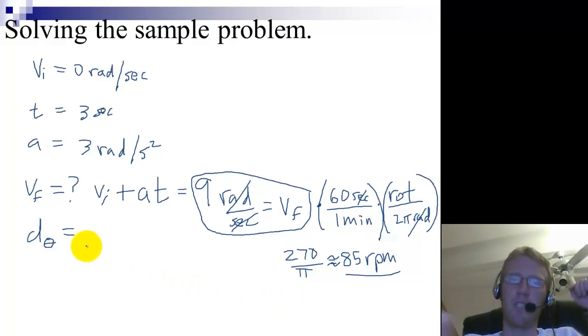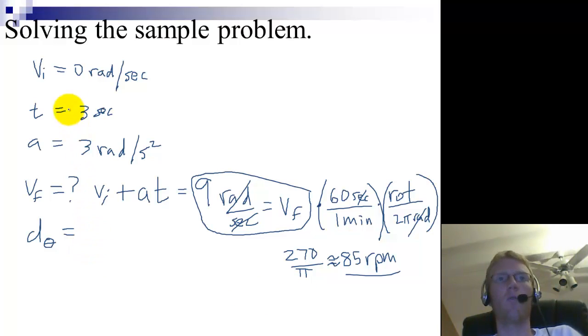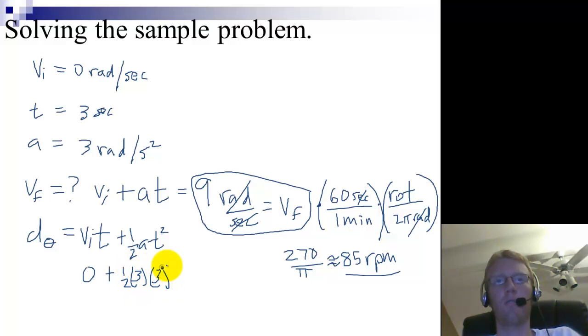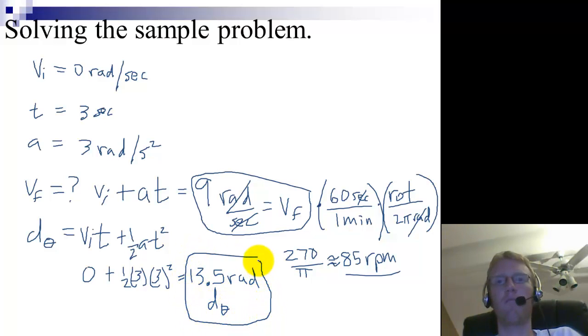Now we can say, how many times did that record rotate? What was the distance rotated, or how many degrees did it rotate? So what formula do you want to use? An easy one would be v_i t plus 1/2 a t squared. Again, v_i is 0, plus 1/2 times 3, and then time was also 3. So this is half of 3 times 9, which is 27, divided by 2, which is 13.5. And what units are we using? Well, our units plugged in are radians per second and seconds, so this is going to come out in radians. So the distance that we traveled is 13.5 radians.